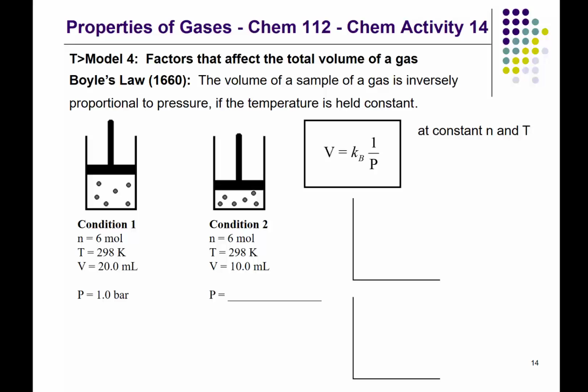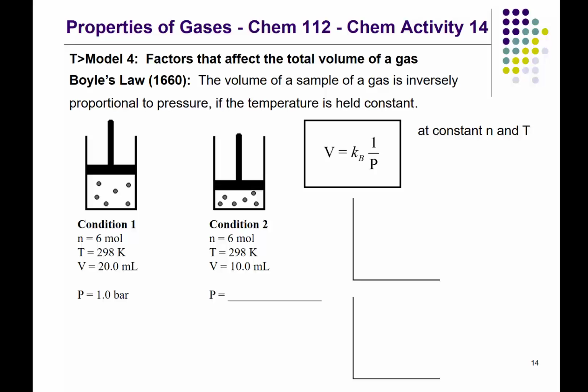In this section of the chem activity number 14, we will explore the various parameters that affect an ideal gas and see their interrelationship. Specifically, we'll change the pressure, we'll change the temperature, and we'll change the amount to see how those changes affect the volume of a gas. The first relationship that we will look at is the relationship between volume and pressure.